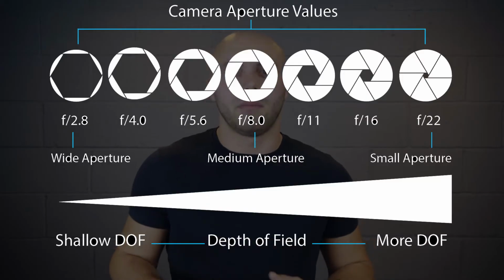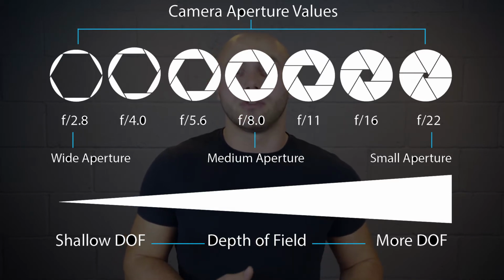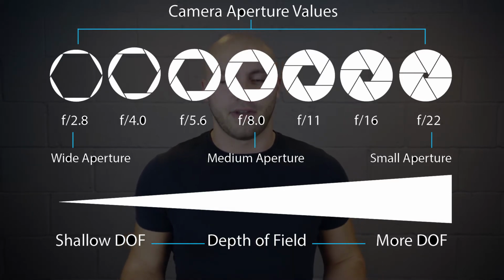Now this is also what causes your depth of field effect. So the lower your f-stop number, so f-stop 1.8, will have a much more shallow depth of field, meaning you're getting that bokeh effect, or as some may call it, the cinematic effect.